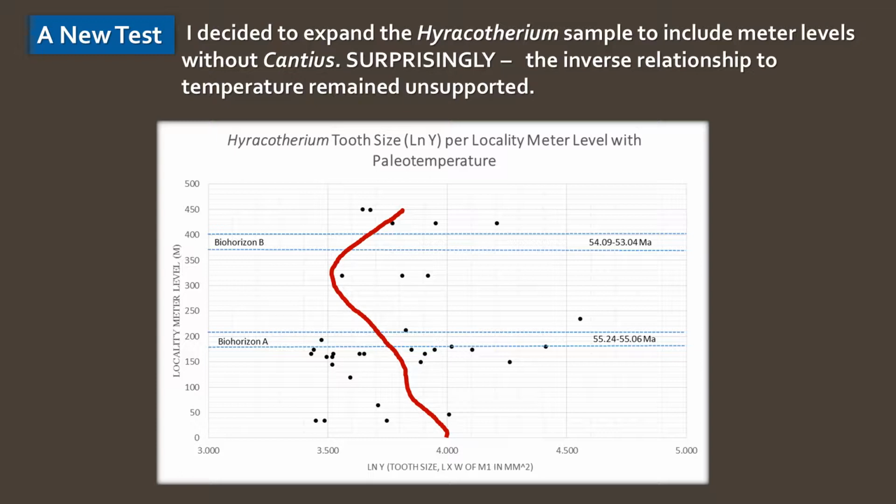I decided to expand the Herecotherium sample to include meter levels without Canius. Surprisingly, the inverse relationship to temperature remained unsupported. With the added localities with known meter levels, I was able to total 35 specimens for the final result.